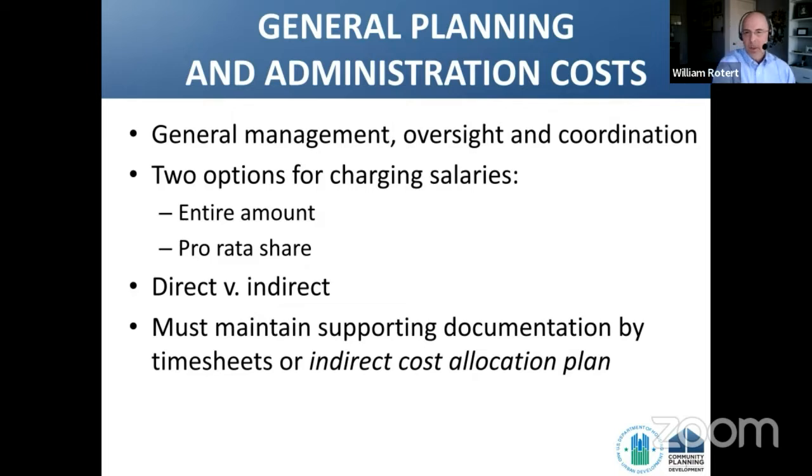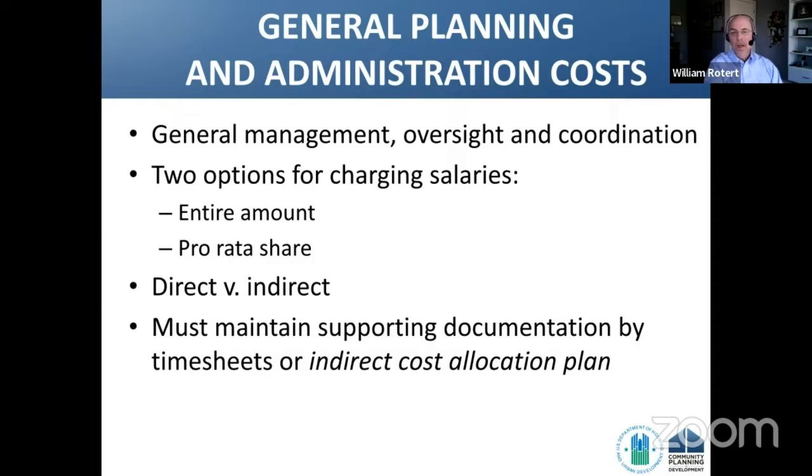So general planning and administrative costs, those things that do count against your 20% cap. Those are your general management and oversight and coordination functions. Again, I like to think of it as those costs associated with managing a program as a whole, as opposed to managing a specific activity within that program. You have two options in charging salaries.